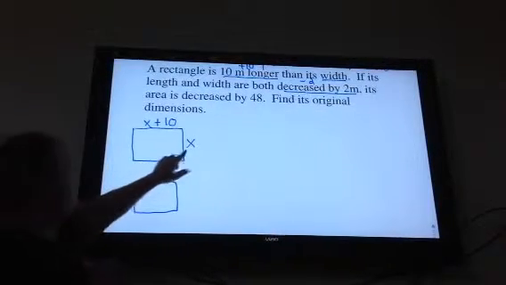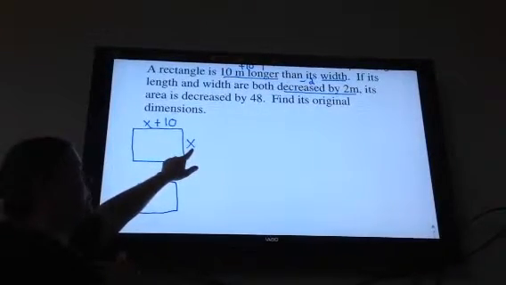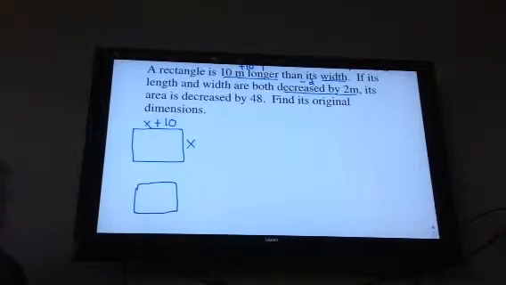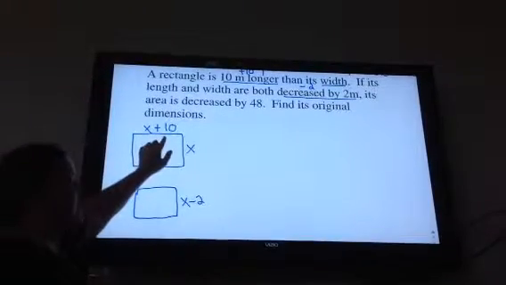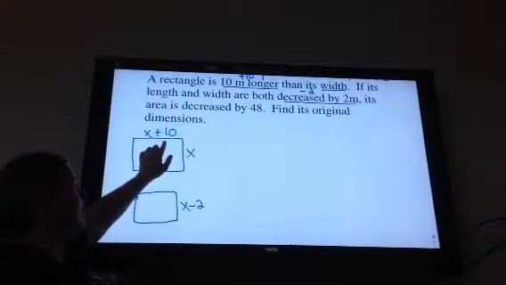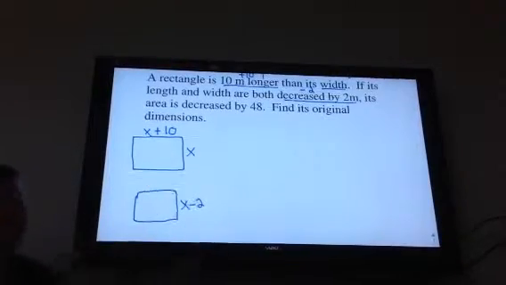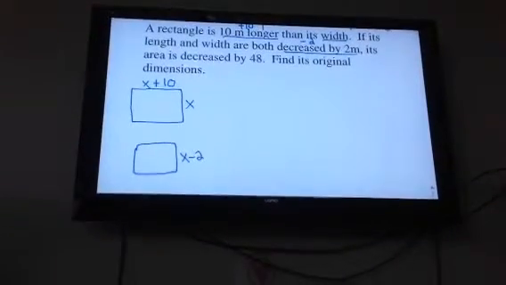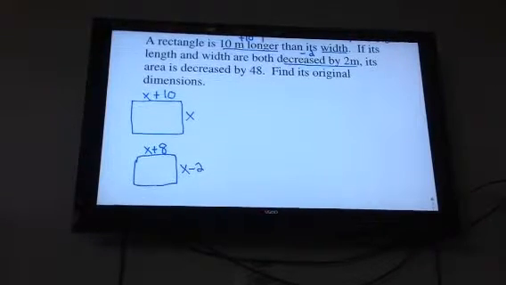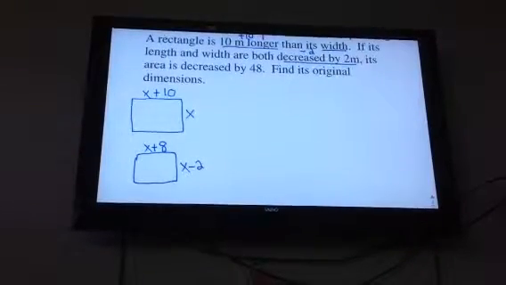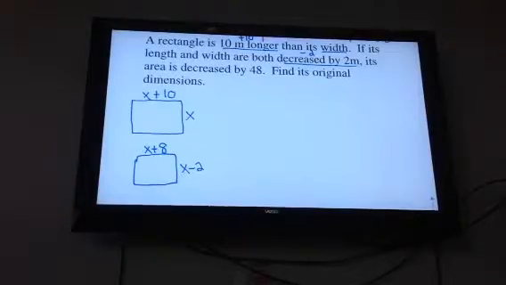So to take this width and decrease it by 2 means x minus 2. And to take this length, which is x plus 10, and decrease it by 2, so subtract 2 off of that, I would get x plus 8. Okay, so decrease it by 2. X plus 10 minus 2 would give me my x plus 8.